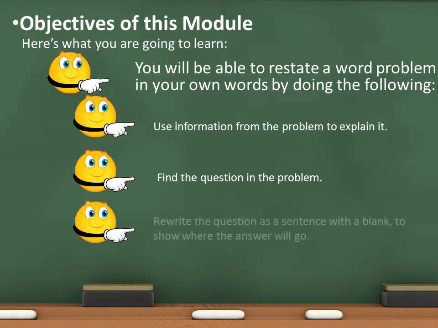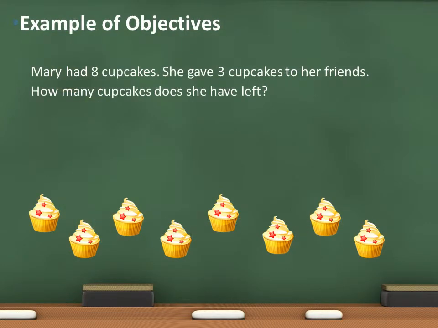First, you will use information from the problem and explain that problem. Then, you will find the question in the problem. Last, you will rewrite the question as a sentence with a blank to show where the answer will go. Here's an example of what the objectives are telling you.